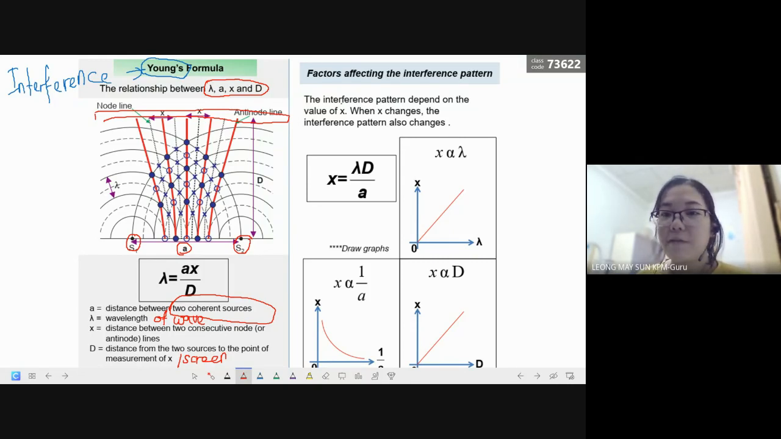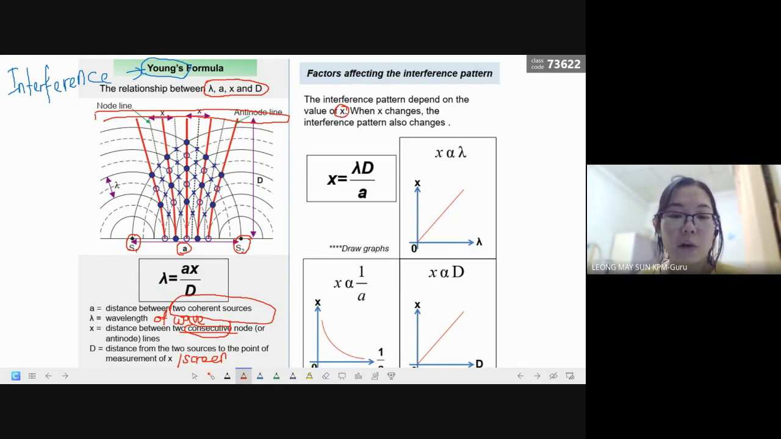So the wave pattern will change depending on the value of x. All right, x means the distance between two consecutive. Please do take note. X is the distance between two consecutive nodes or antinodes. What happens if you don't write? If they ask you what is x, you're going to write distance between two nodes or two antinodal lines. I can tell you, you will get 0.